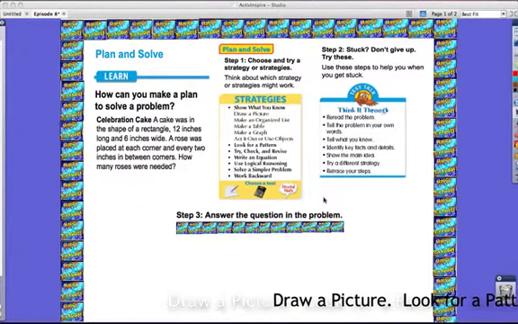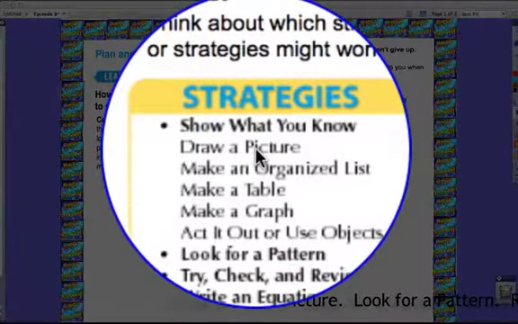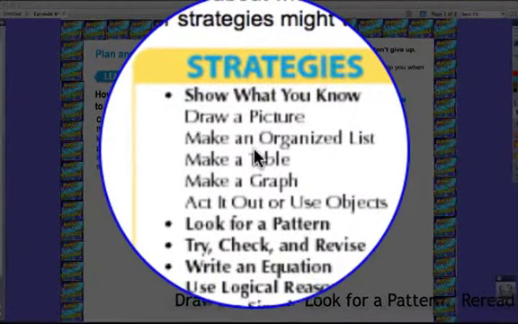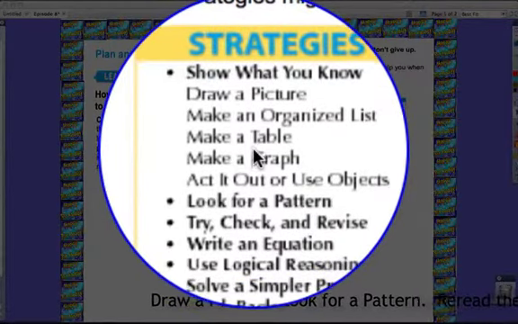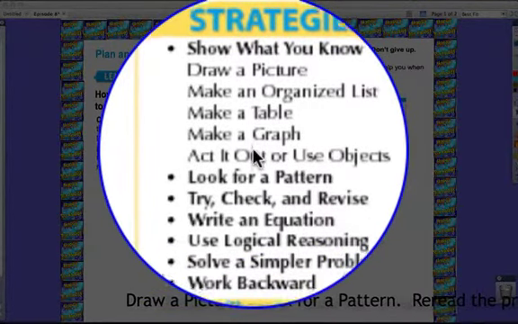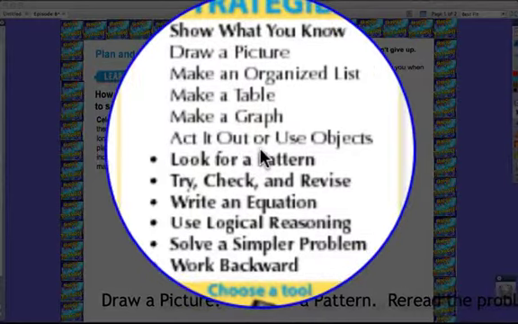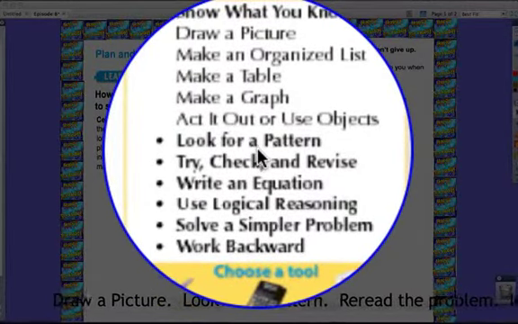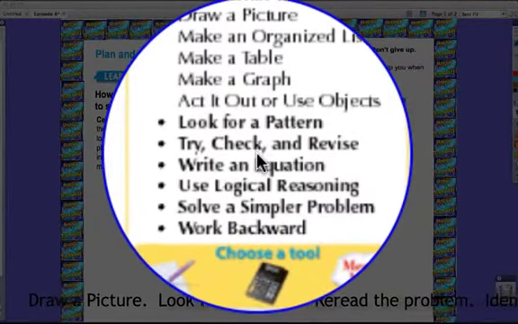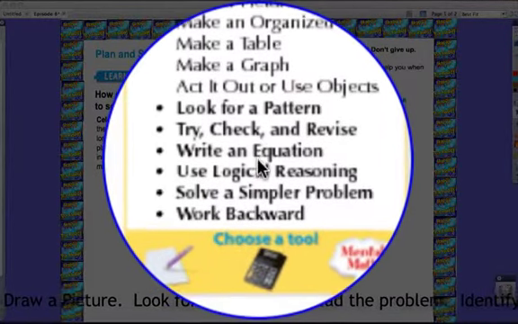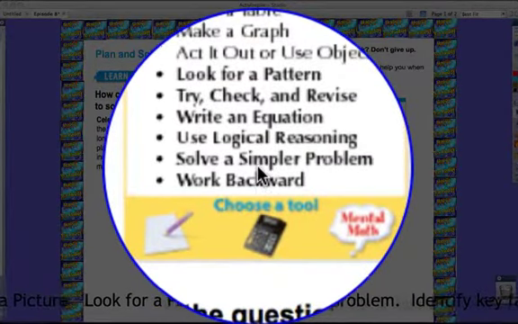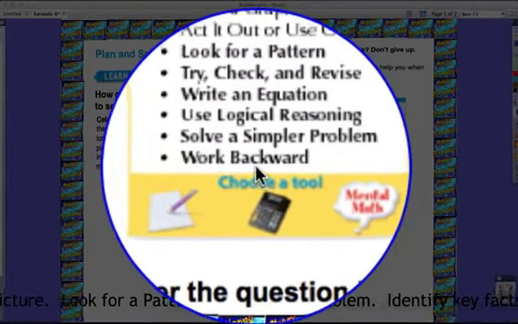In our strategies, we can show what you know by drawing a picture, make an organized list, make a table, make a graph, act it out. That's always good. Or use objects. You can also look for a pattern, which is a very good strategy. Try, check, and revise what you're doing. Write an equation, use logical reasoning, solve a simpler problem. Or in some cases, work backward.